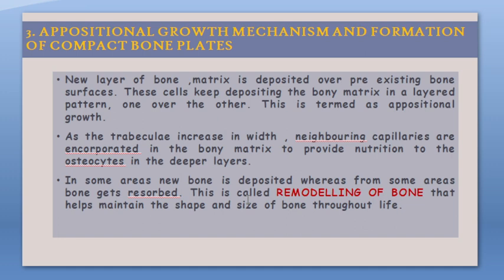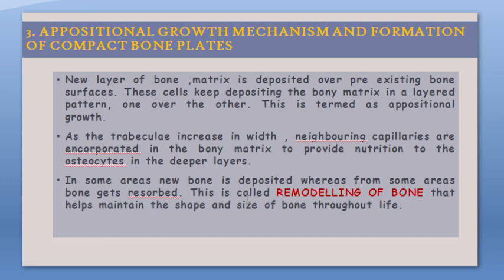where the compact bone will form. So, new layers of bone matrix are deposited over pre-existing bone surfaces and they will keep on depositing. This layering and deposition of one layer of bone over another is termed as appositional growth. As the trabeculae increase in width, neighboring capillaries are incorporated in the bony matrix to provide nutrition to the osteocytes in the deeper layers. In some areas the new bone is deposited, whereas in some areas the bone is getting resorbed.